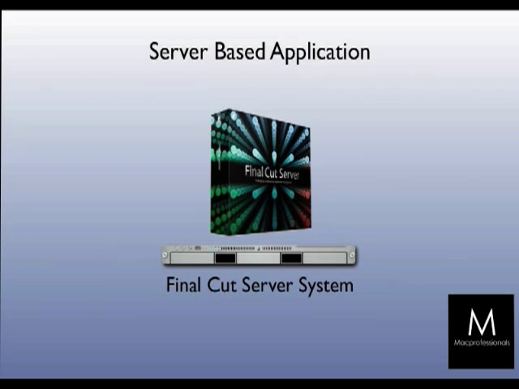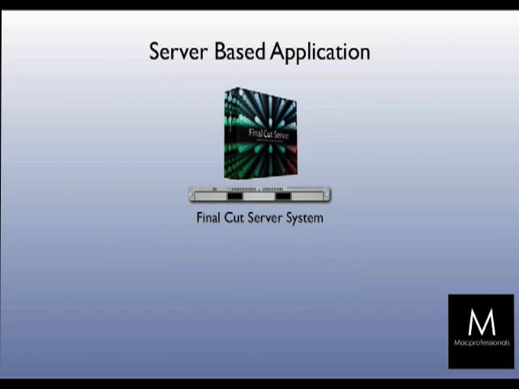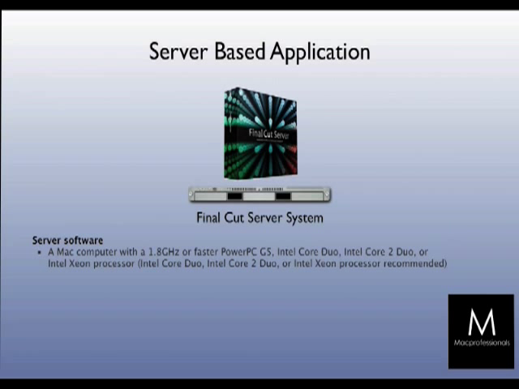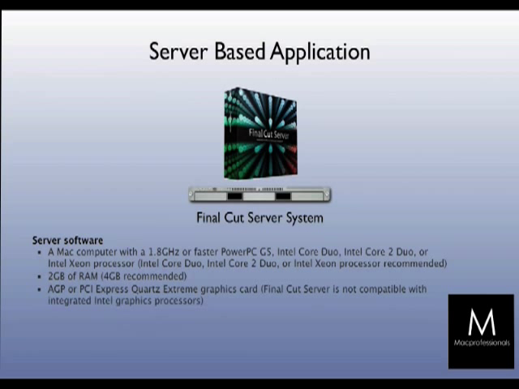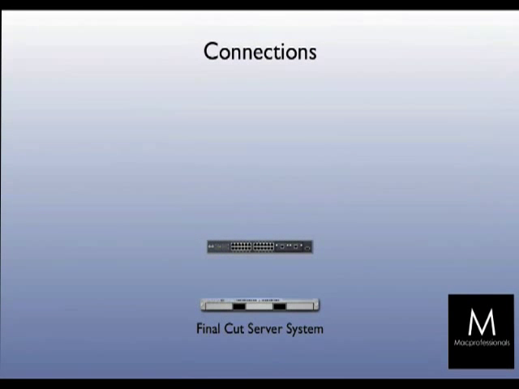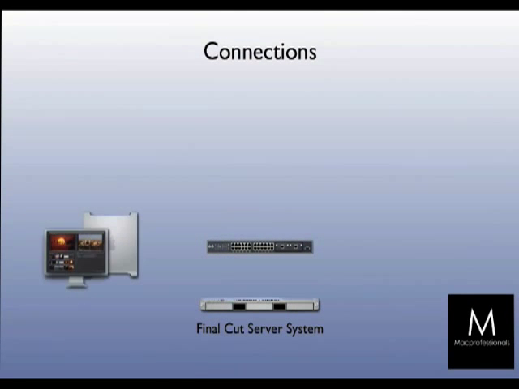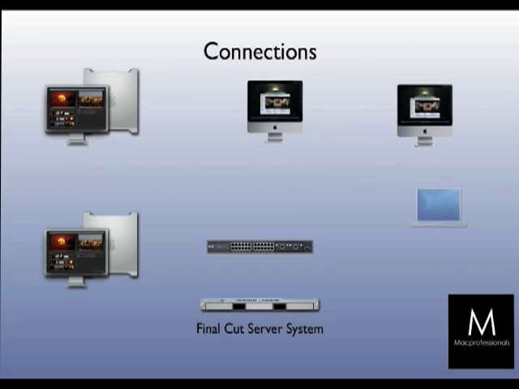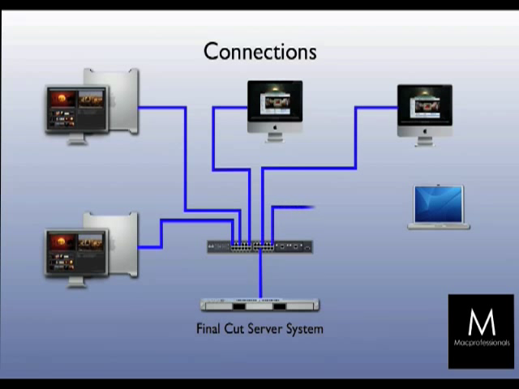Final Cut Server is a server-based application. This means the software actually gets installed on a server somewhere in your facility. The system requirements for Final Cut Server are very specific. While a normal Macintosh desktop system can be used, a server is your best choice. The way Final Cut Server communicates with the client systems is over a Gigabit network. Communication and proxy transmission are all handled through the network.